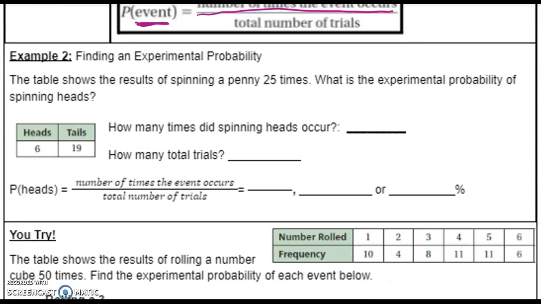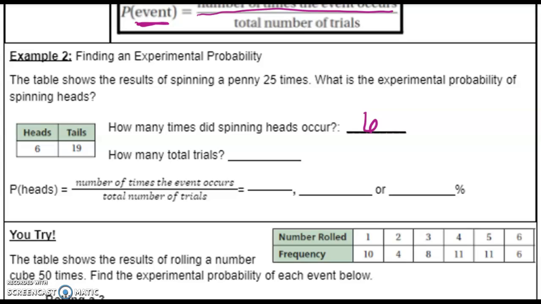The table shows the results of spinning a penny 25 times. So what is the experimental probability of spinning heads? Whenever you think about this, you can't think what ifs. Okay, so there's 2 sides to the penny. We can't think about what ifs. There's either heads or tails. So how many times did they end up spinning heads? So over here, in this experiment, somebody else did it for us. Therefore, we don't have to actually go through the actions of doing it, but it looked like they got heads 6 times. And then how many total trials?